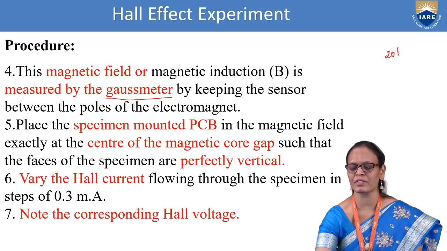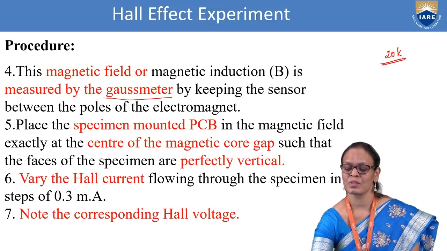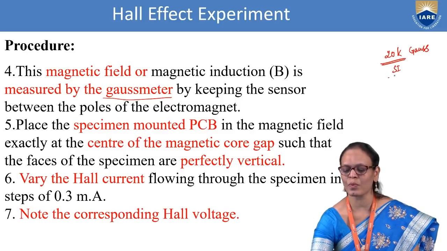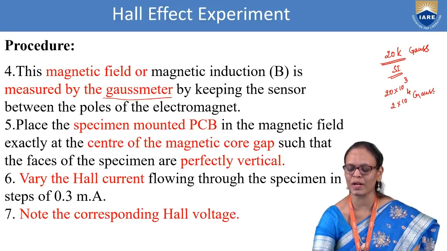We have a knob where it shows as 20K. So this is in Gauss, and we are doing the experiment in MKS system or the SI system. So 20K here denotes 20 into 10 power 3 or 2 into 10 power 4 Gauss. So 10 power 4 Gauss is 1 Tesla. So we say this is 2 Tesla.